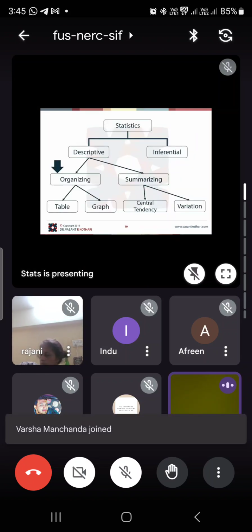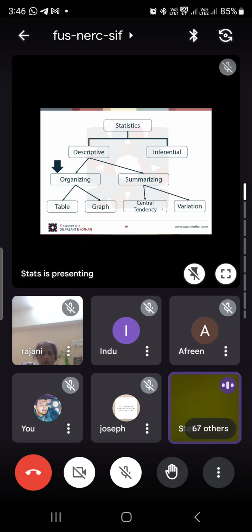Now see, statistic is broadly classified into two types: descriptive statistic and inferential statistic. So we'll see one by one. First, we'll see the descriptive statistic. Descriptive statistic, what we have, the organizing and summarizing.